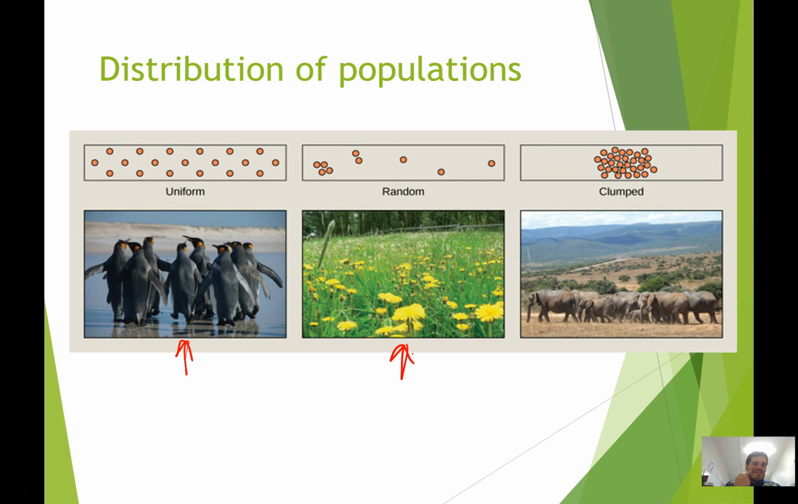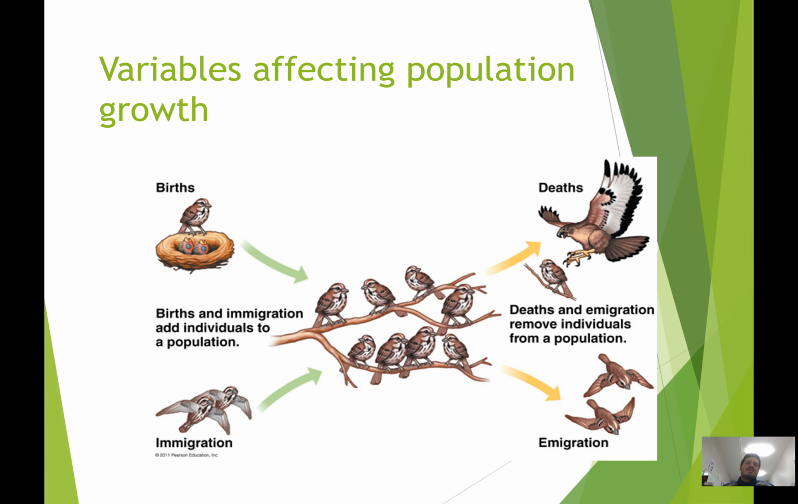And then lastly, we have what's called clump distribution, and for example, elephants or those giraffes we talked about just before, they're going to move all together within their environment, and that's why we call that clumped distribution. So there's different kinds of variables that affect the growth of population.